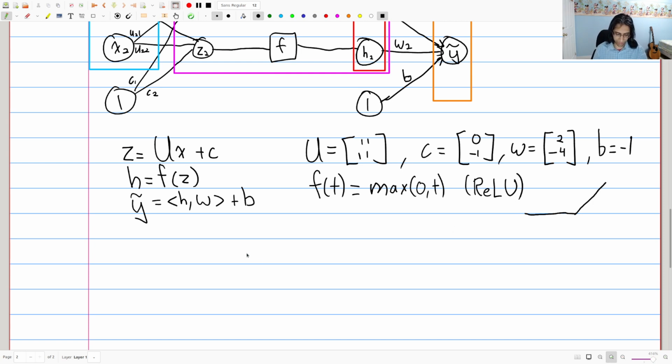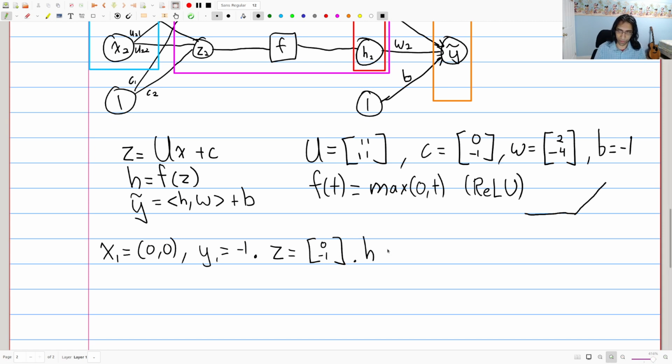So okay, let's see what happens. Let's try out some of the points which were in XOR. So x1 is equal to (0, 0), and y1 is equal to -1. Let's do some of these calculations. What is z? z is going to be equal to Ux + c. Well, U times x1 here, this is just going to be the 0 vector, so Ux is going to be 0, and plus c, this gives z equal to 0 minus 1.